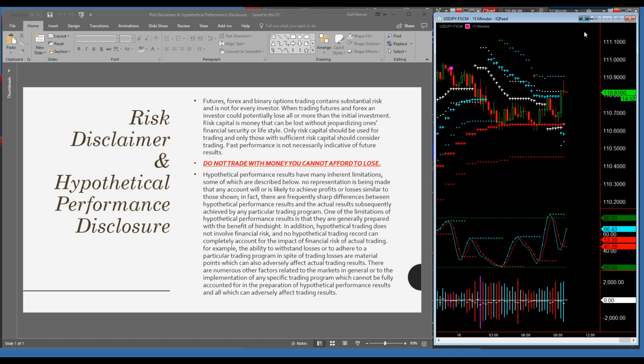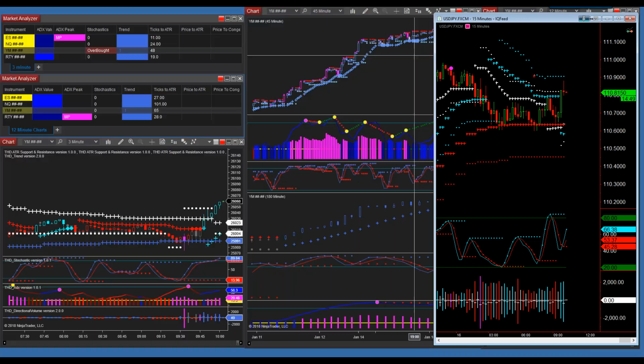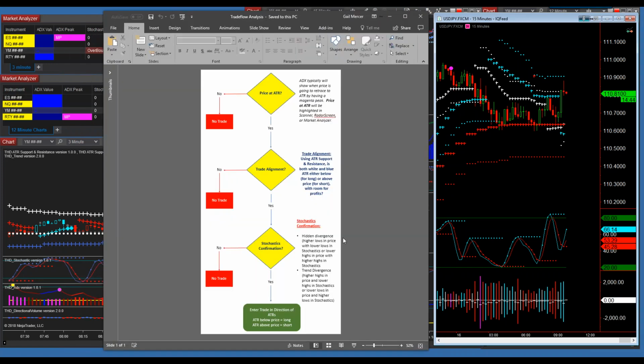Okay? Now, before we get started this morning, I just want to go over the trading plan that we use so everybody is on the same page. Basically, we start out with price being at an ATR. So that is your first process, okay? Now, if price is not at an ATR, then you should not be taking the trade, okay? It has to be at an ATR.